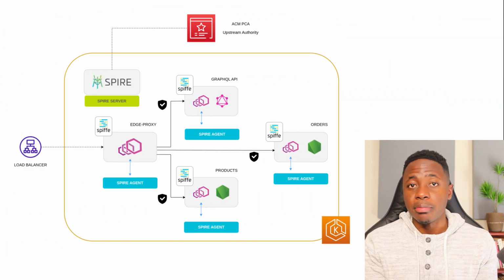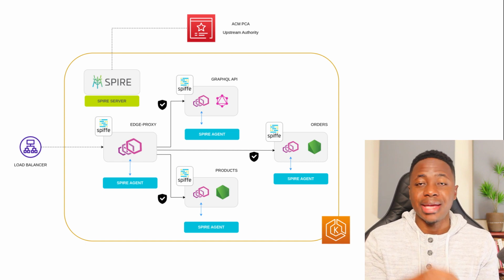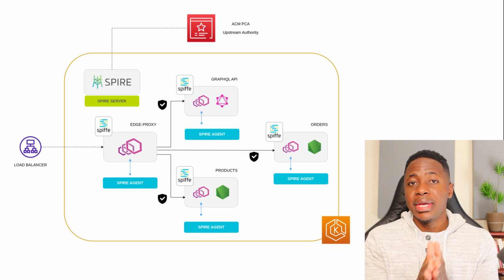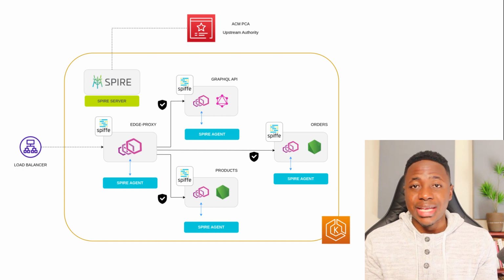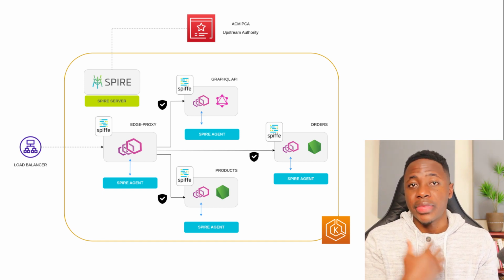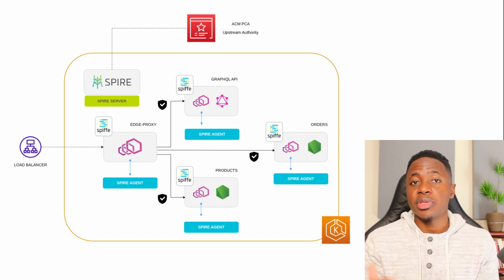The SPIRE server is up and running in EKS and is configured to use ACM PCA as its upstream authority or root CA to sign certificate requests. In addition to that, my nodes have been successfully attested based on the criteria that I configured, which was simply that they must be part of my cluster named Alpha.